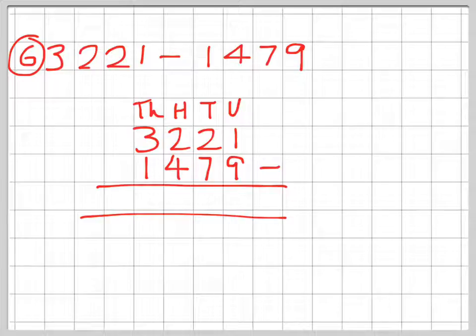So, starting in the units, 1 take away 9 you can't do. So you take one of the tens, which leaves 1 ten behind, and you swap that ten for 10 units. Put that in front of the 1 to make 11. Now you can do this sum because the number on the top is bigger. 11 take 9 is 2. In the next column we've got 1 take away 7, which we can't do, so we take one of the hundreds, leaving 1 hundred behind, change that hundred for 10 tens, put it in front of the one that's already there, making 11 tens. 11 take 7 is 4.